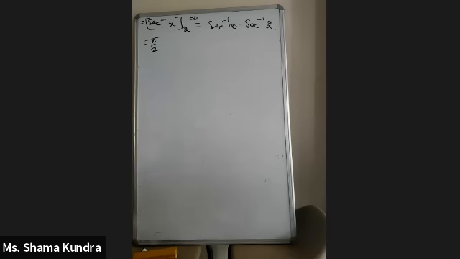So cos inverse 1 by 2 is 60 degrees. Cos has value 1 by 2 at 60 degrees, and we have to write it in radians. So it is pi by 3. Take LCM.